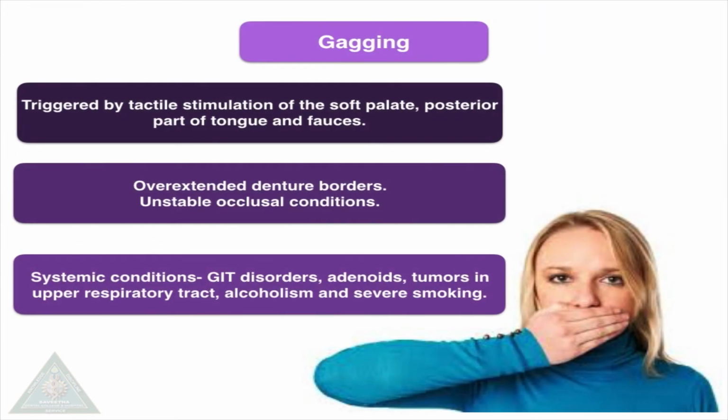Gagging is a normal physiological reflex. It is triggered by tactile stimulation of the soft palate and the posterior part of the tongue and fauces, mainly due to overextended denture borders and unstable occlusal conditions. Other systemic conditions which cause gagging include GIT disorders, adenoids, alcoholism, and severe smoking.